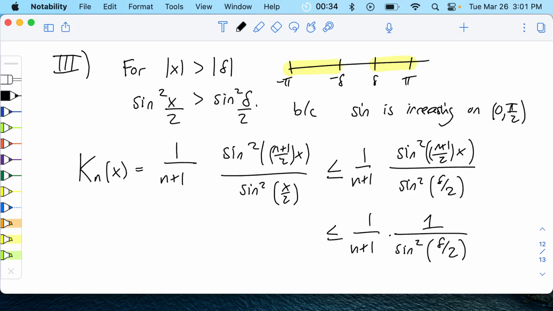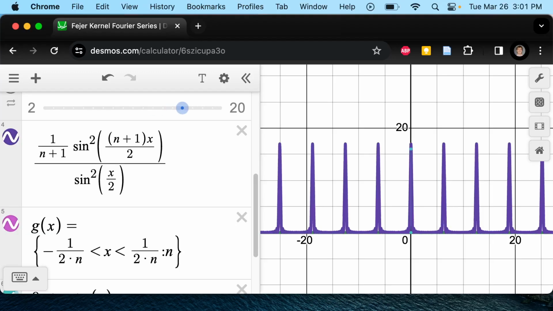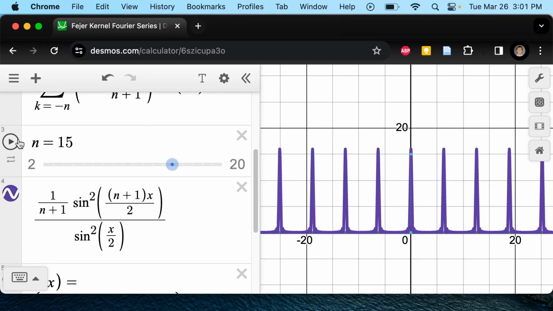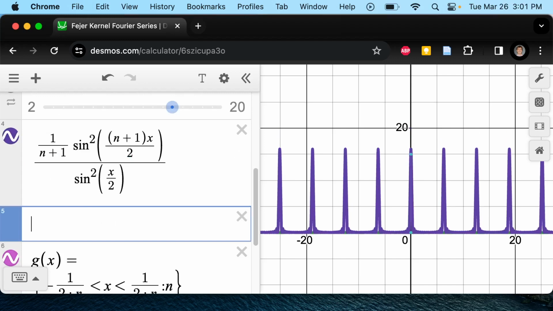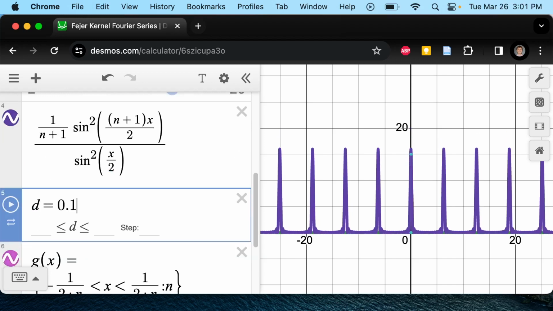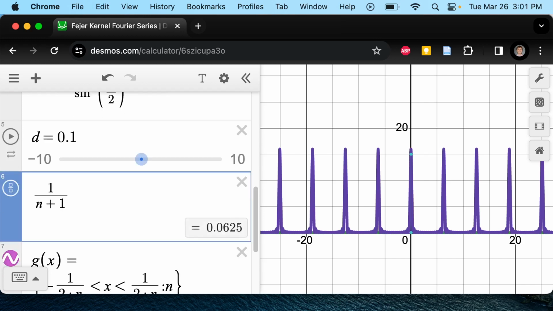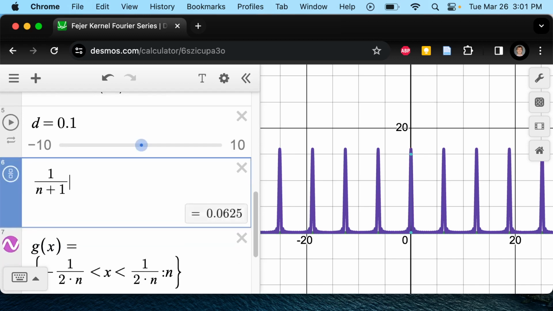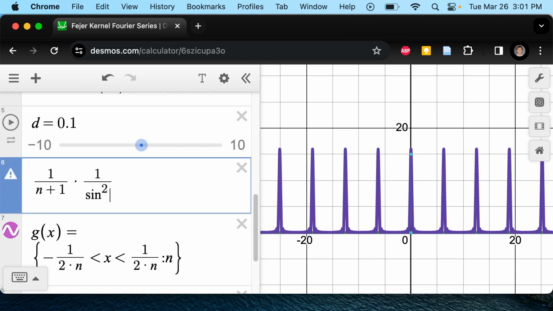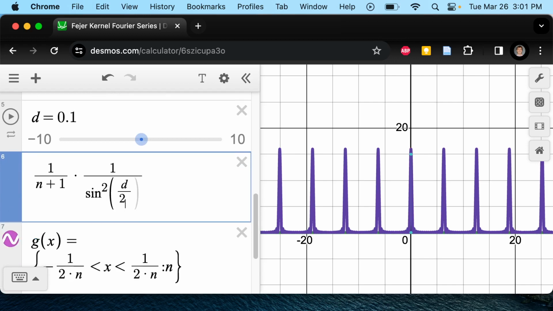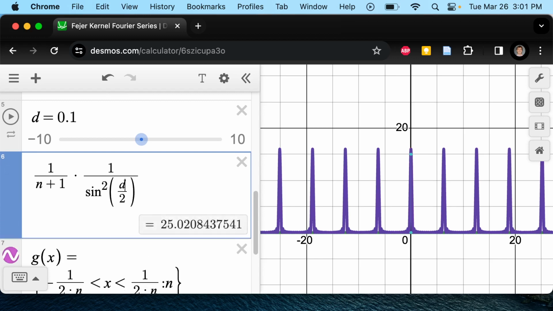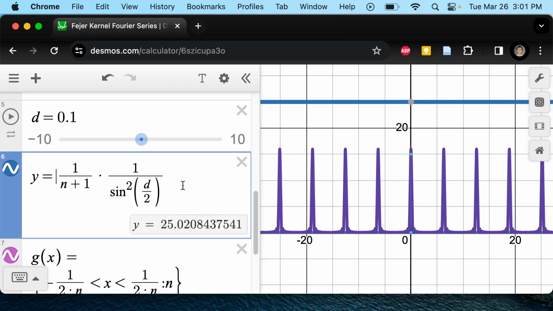We can visualize what this thing looks like on Desmos. Okay, let's pause this for 1 sec. And let's do, I'm going to use d for delta. Let's make that 0.1. And then let's do the function 1 over n plus 1 times 1 over, well, let me do 1 over the sine squared of delta over 2. Okay, and I want the function y equals that.